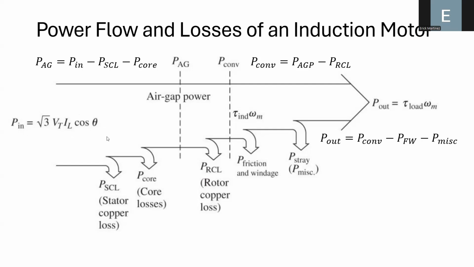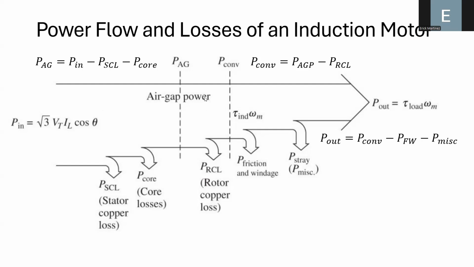And this input power has some losses, no? First, we have the stator copper loss and also the core losses. So the input electrical power has the following two losses. If we take the input electrical power minus the stator copper loss minus the core losses, you will obtain the air gap power, no? That is the power that is transmitted from the stator to the rotor of the induction motor.